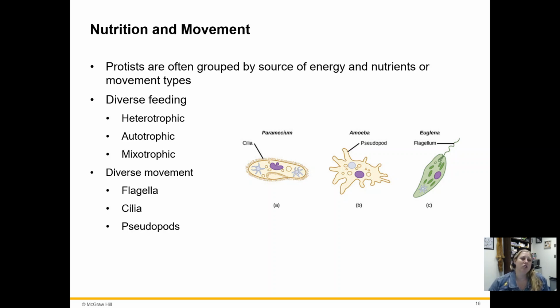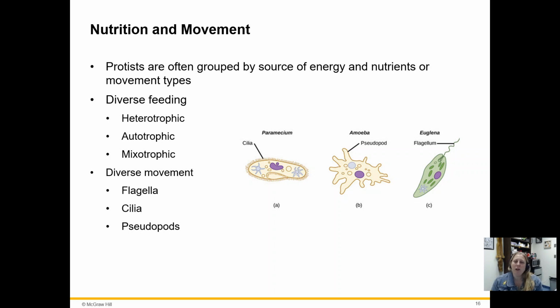We can also generally identify groupings by energy and nutrients. So we have individuals who can be heterotrophic or other feeders, autotrophic or self-feeders, or even things that can be mixotrophic, which is where they do both. It's a very classy name, right? We're like, oh, they do both. It's mixotrophic. Now, there can be really big benefits to all of these.